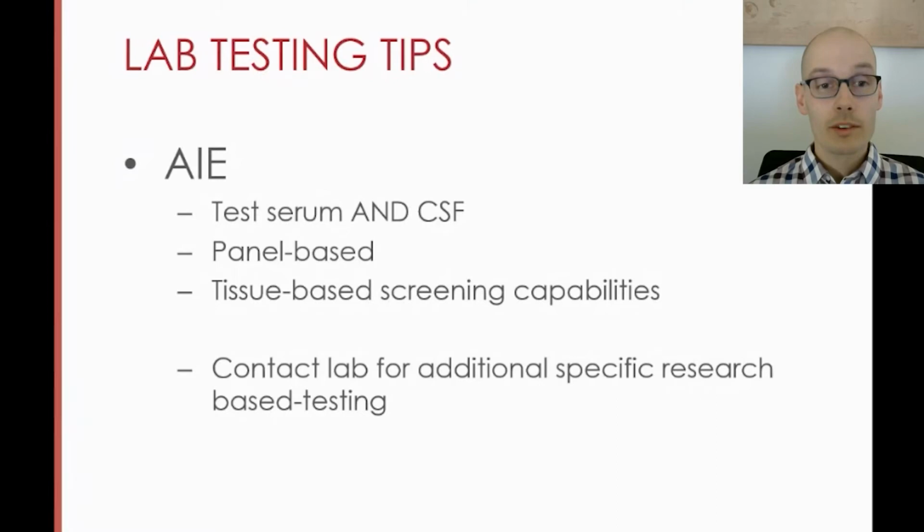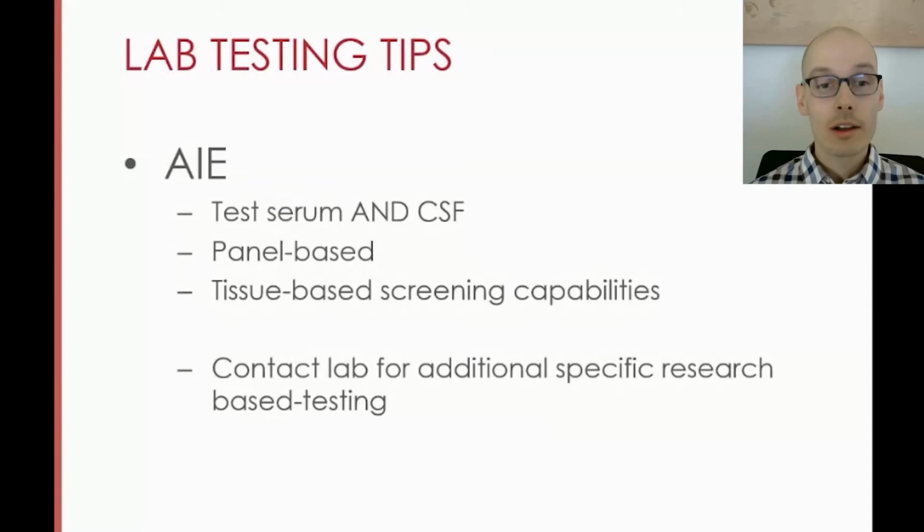So we want to do panel-based testing because these conditions can also have overlapping symptoms. So you can't predict a single autoantibody based on symptoms. And you ideally would want to be in discussion with research based laboratories for tissue-based screening. And tissue-based screening allows you to discover unclassified autoantibodies or yet undiscovered antibodies. So you're truly taking part in bench to bedside research and discovery in that way. So you should, like I said, contact your lab for additional specific research-based testing.